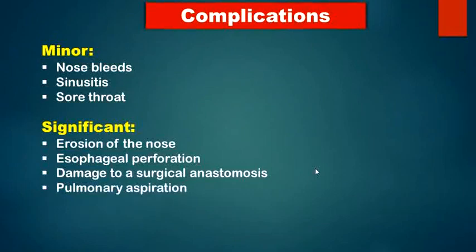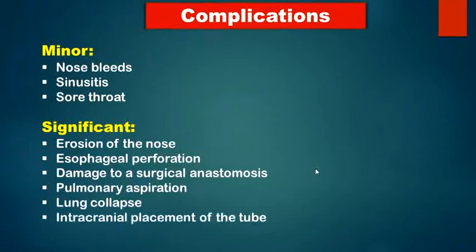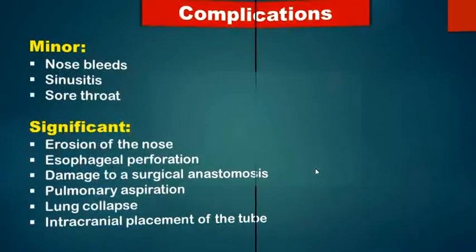Pulmonary aspiration. Because during inserting the NG tube, we may induce the gag reflex, and the gag reflex will cause irritation of the diaphragm, and vomiting, and pulmonary aspiration. Lung collapse may also happen. And intracranial placement of the tube if there is a problem in the mid-face trauma or the cribriform plate of the ethmoid bone.